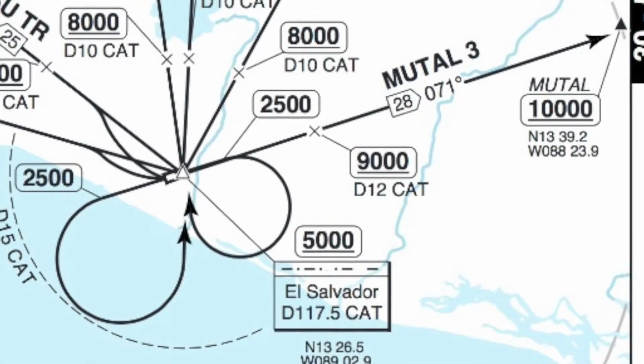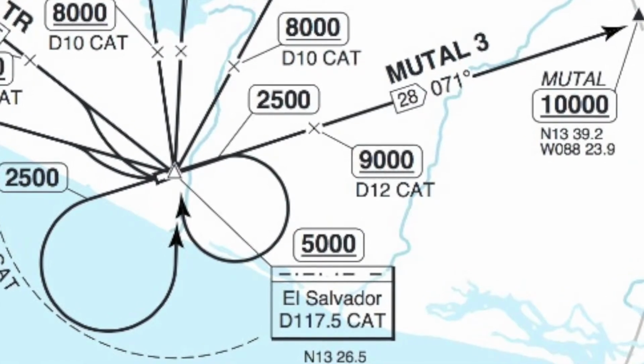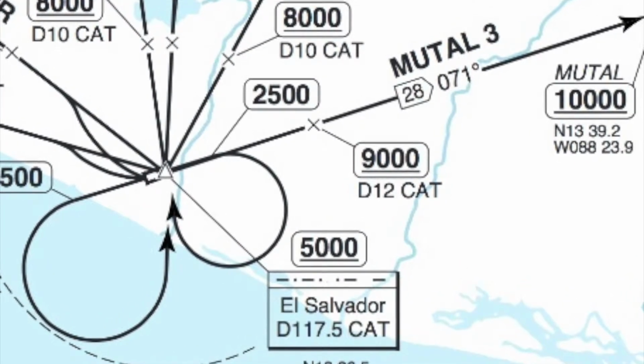On the MSLP star chart, you can see our northeast direction, on the transitway Mutal 3.